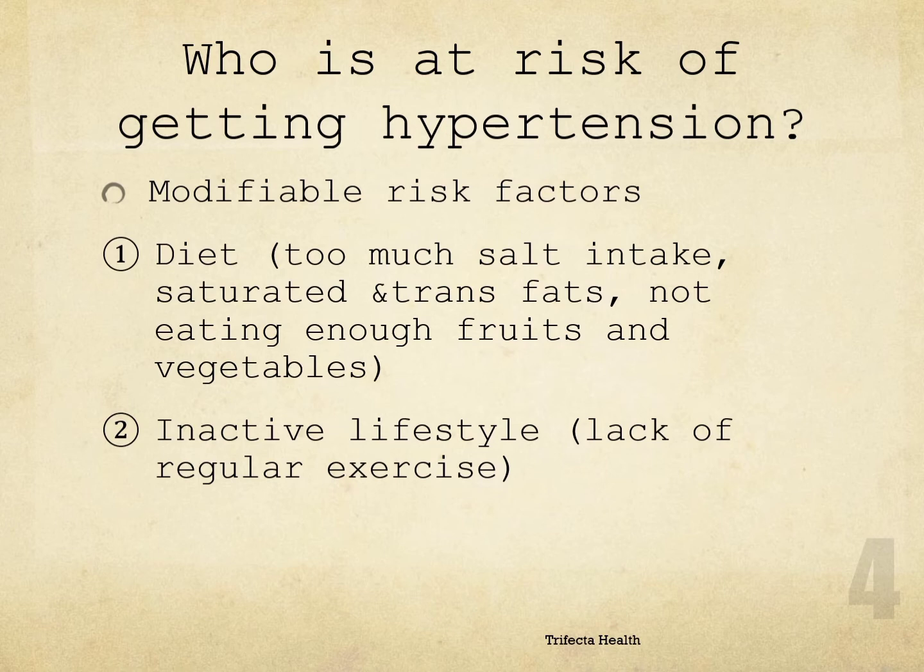Another modifiable risk factor is smoking, and people who take in tobacco. Tobacco has the tendency to narrow your blood vessels. It narrows the lumen in your blood vessels. So when the lumen is narrowed, blood flows with a high pressure. And when it flows with a high pressure, you are at risk of developing hypertension.